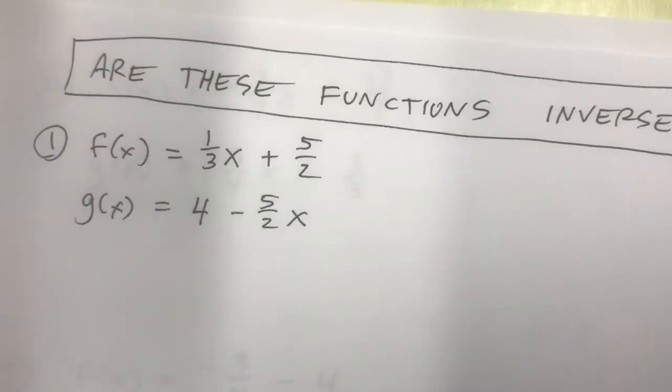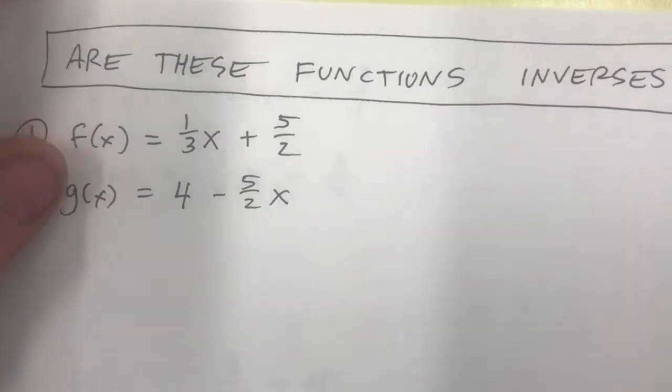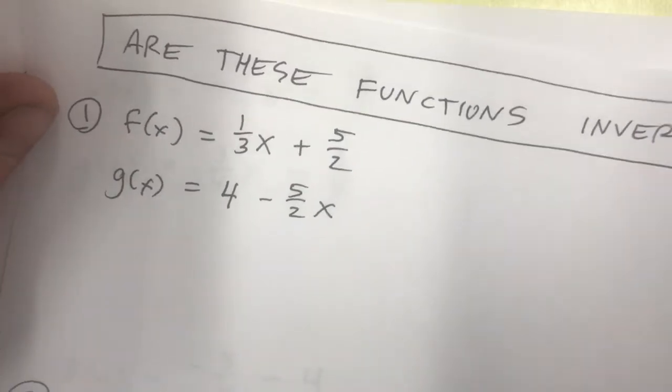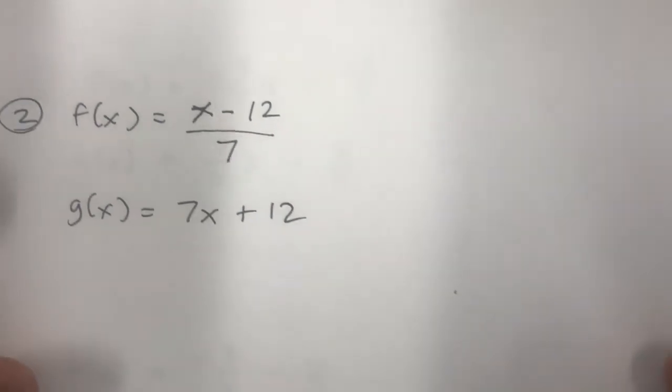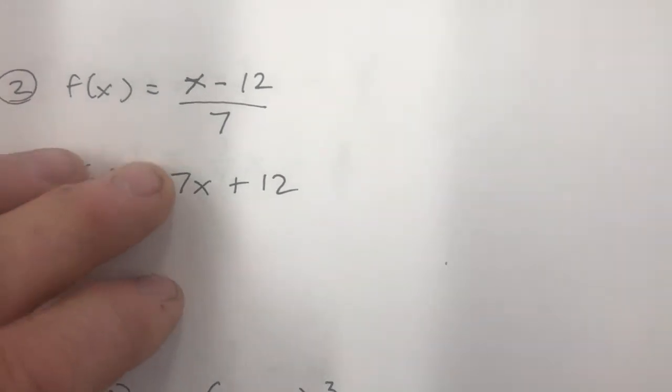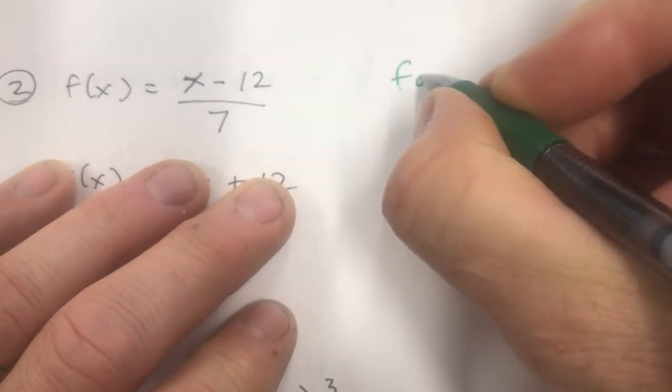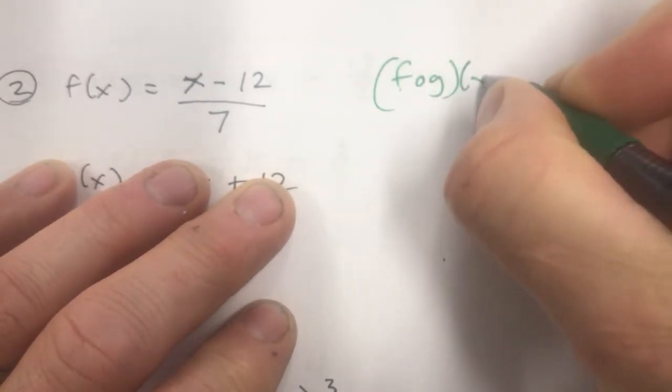All right, so here's starting out. And I'll tell you what, this first one's not inverse. I know it's not, but I'll come back to it. Let's look at this second one. These are inverses of each other. Here's how you tell. Okay, we're going to do f of g of x.